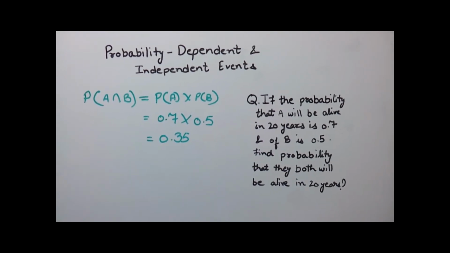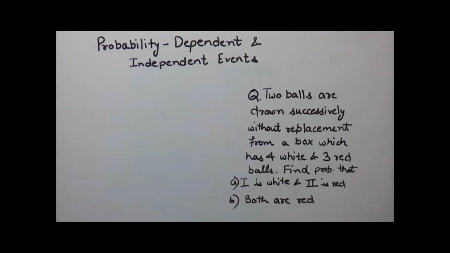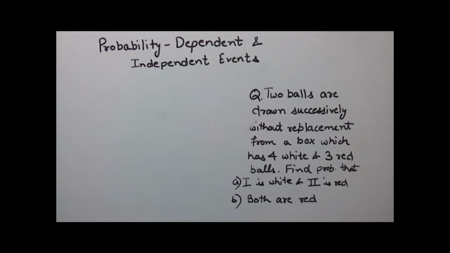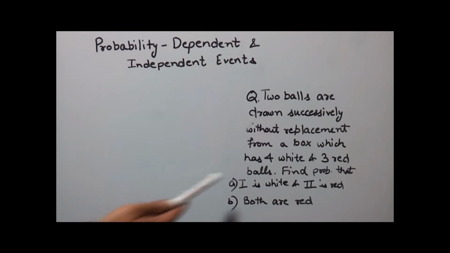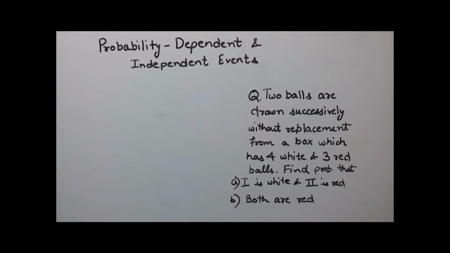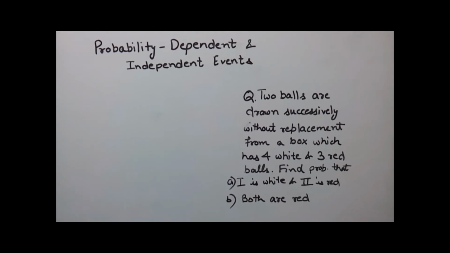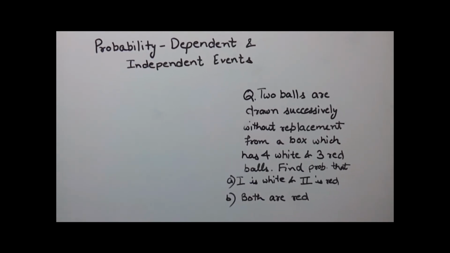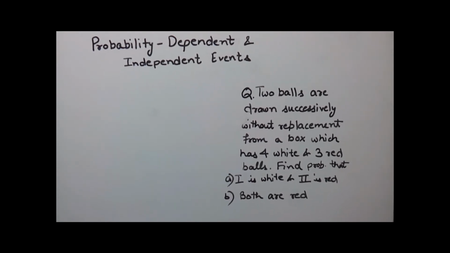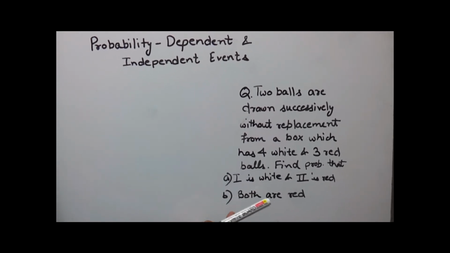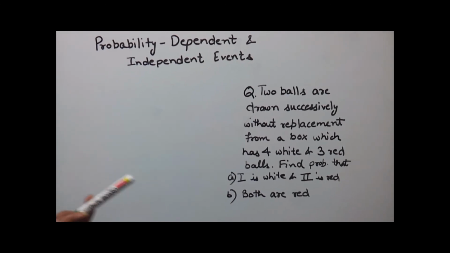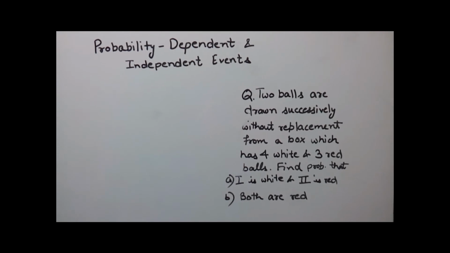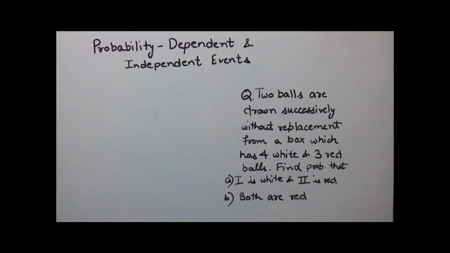Let's have another example. This problem is: two balls are drawn successively without replacement from a box which has 4 white and 3 red balls. Find the probability that first is white and second is red. In the second part, we need to find out the probability that both the balls are red. Because the balls are drawn successively without replacement, this is a case of dependent events.